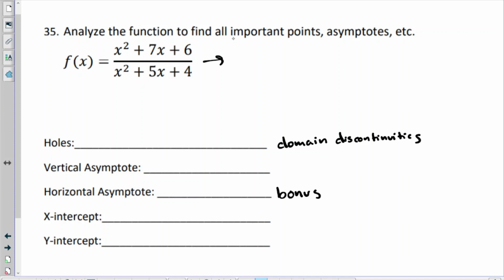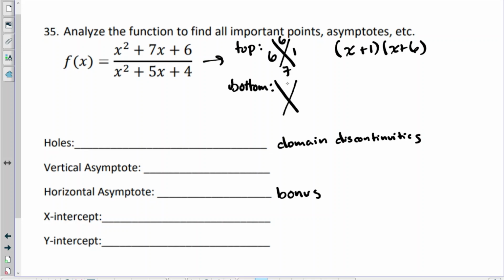So I'm going to start by factoring the top. So the top goes like this. I need to multiply to 6, but add to 7. Anytime you see this sort of pattern, it's going to be just 6 and 1, or whatever multiplies to that times 1. So my factor on the top is going to be x plus 1 times x plus 6. And then on the bottom, I have kind of a similar thing. I have multiply to 4, but add to 5. That's got to be 4 and 1. So my bottom is x plus 4 times x plus 1.